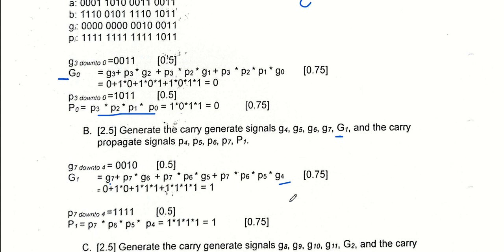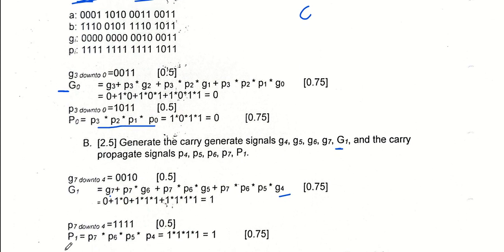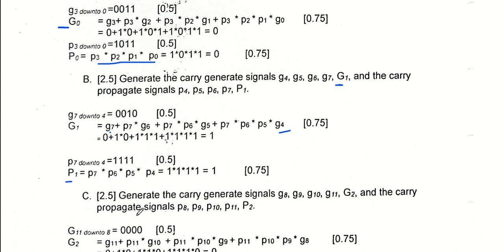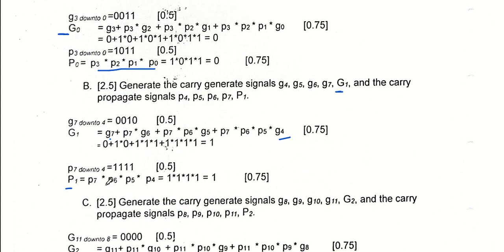Then the next one is capital P1. Capital P1 is all the P's, but this P is for the capital P, and this P is for the second adder. So when it tells you any P, just check which adder it is for, so that you know the P's to multiply.